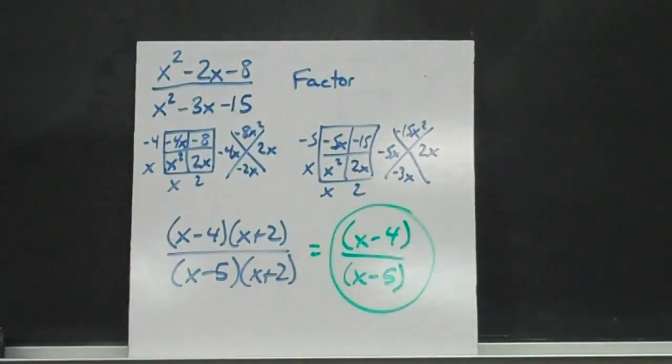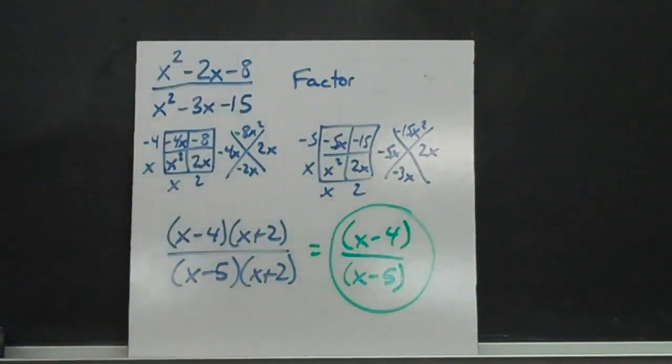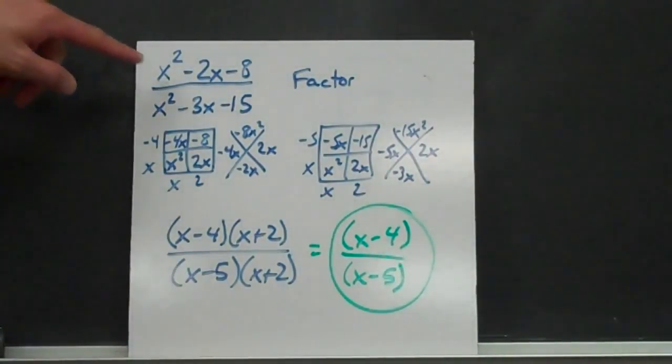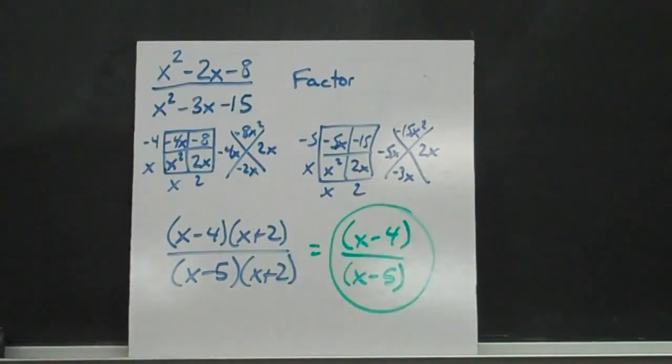Here's another example, this one a little bit more difficult. We start out with x squared minus 2x minus 8, and we divide it by x squared minus 3x minus 15. The last one was already in factored form. This one is not, so the first thing we need to do is factor it. I've put the factored problems right there for you. Not going to go through those, but you can see the work. The top factors into x minus 4 and x plus 2. The bottom factors into x minus 5 and x plus 2.